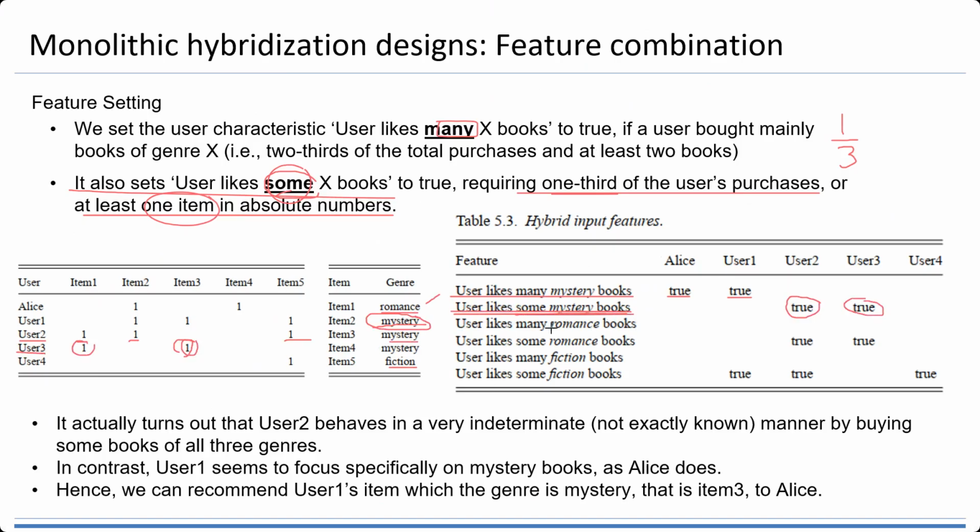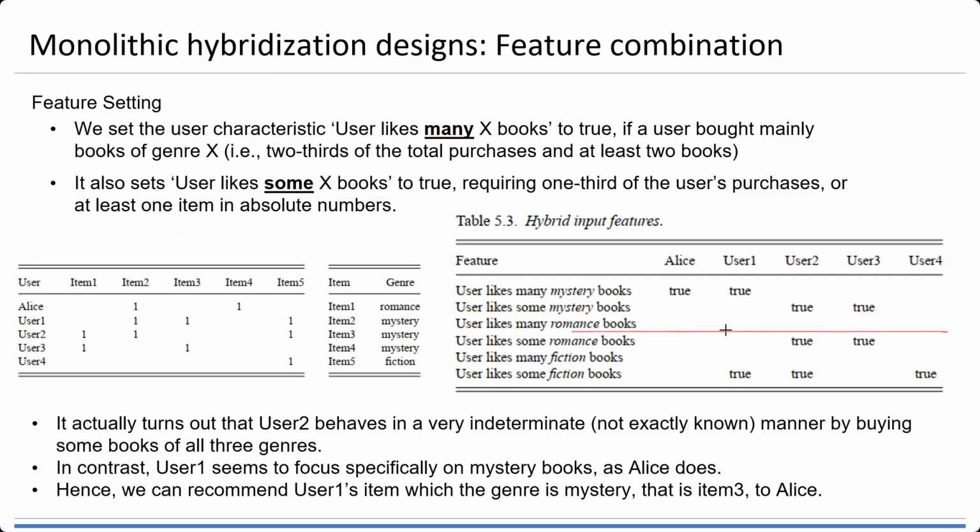And so on. So we can define again. User likes many romance books. So many means 2 out of 3, or there are at least 2 books. If you look at the data, okay, there are no users who are true for this feature. Now we will look at this one. User likes some romance books. Okay, we can see user 2 and user 3 here. And the other genre is fiction. So we can also create the feature for fiction.